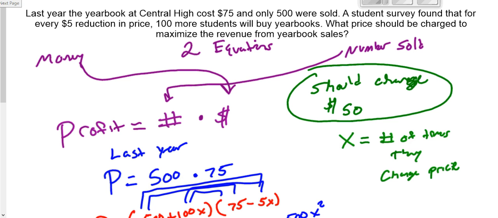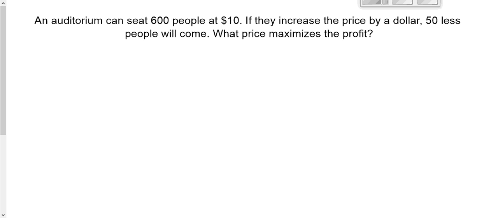Let's try another optimization problem. An auditorium can seat 600 people at $10. If they increase the price by $1, 50 fewer people will come to the show. Which price maximizes the profit? It's the same thing. We've got the money side of the equation, and we've got the capacity. That's what I'm looking for.